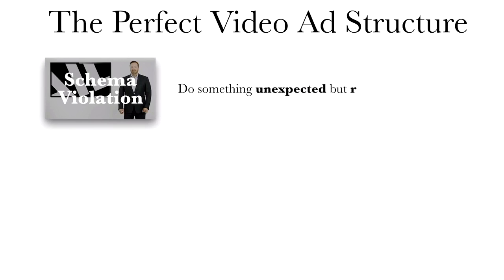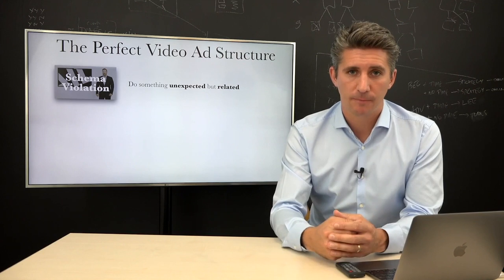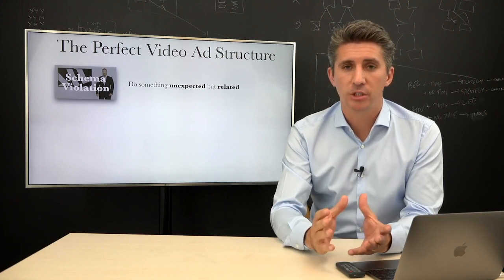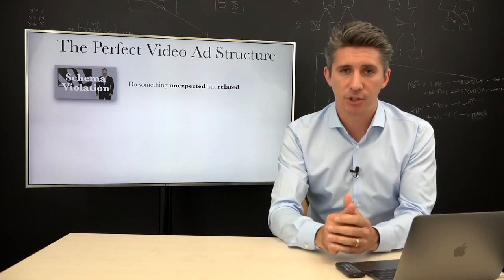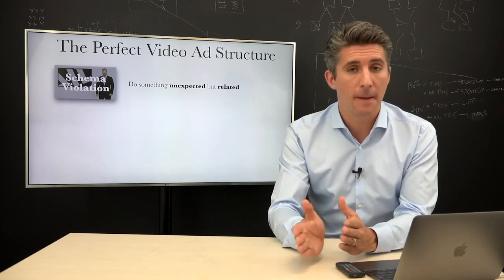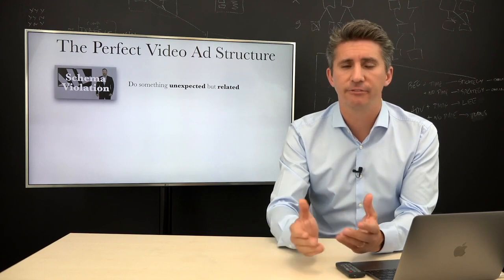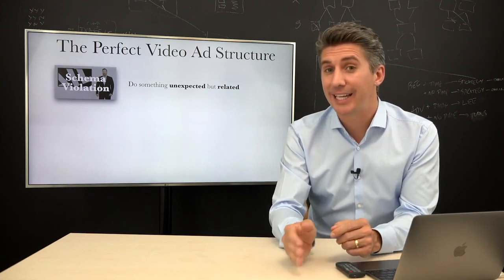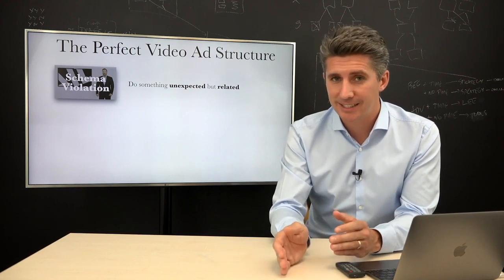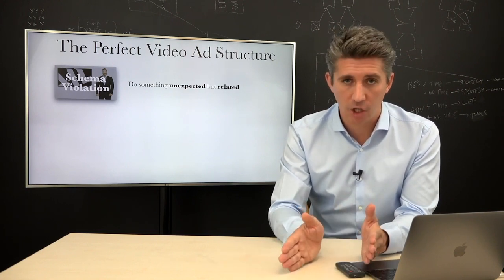Schema violation. What you want to do with a schema violation is do something unexpected, but also it has to be related to your message. Now, when we see something in our environment that's unexpected, two things happen. First of all, the brain goes into a bit of a shock and it's like, wow, I wasn't expecting that. That's different to usual, and it pays attention from the very beginning. So doing something different makes people pay attention. It's like a survival mechanism. But that's what a lot of people talk about, but people rarely talk about the second stage of that process. The second stage is the mind opens up for learning.